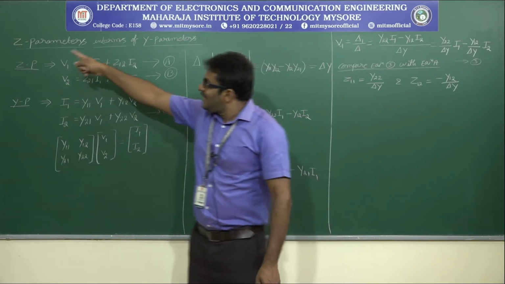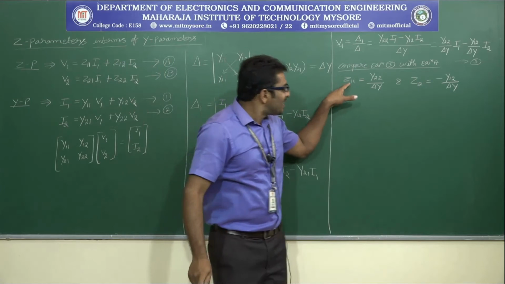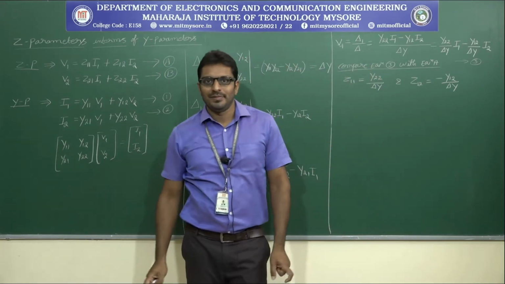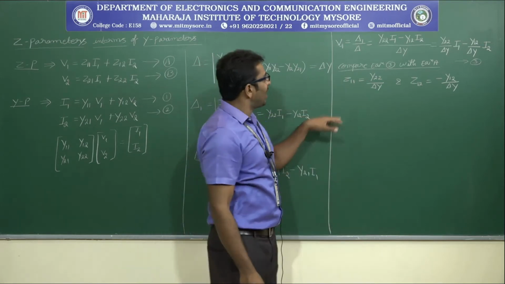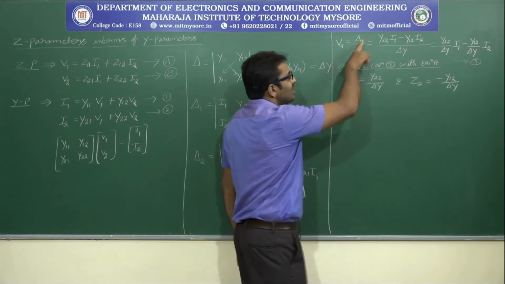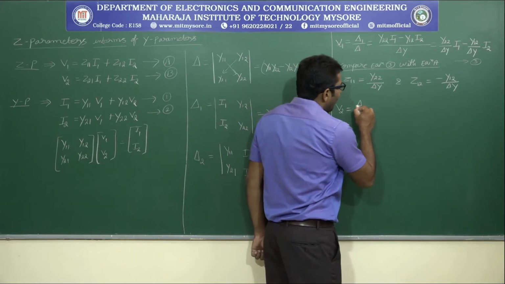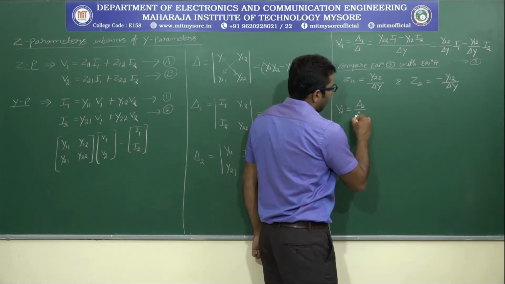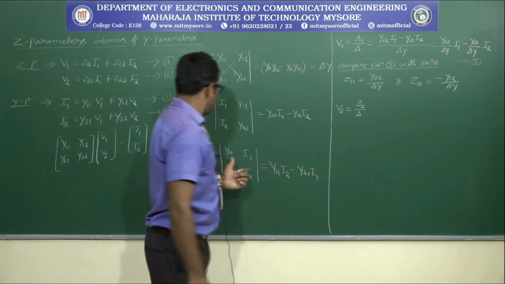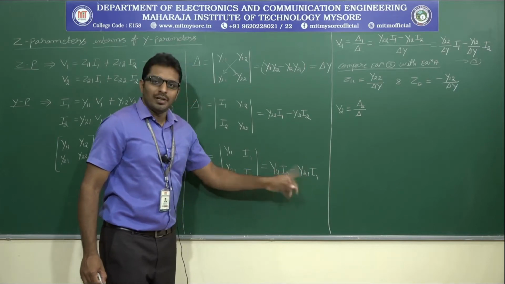Now see the topic: Z parameters in terms of Y parameters. Is it clear? So similarly, what is V2? V1 is equal to delta 1 by delta. What is V2? Delta 2 by delta. V2 is equal to delta 2 by delta. What is delta 2? See, delta 2 is equal to Y11 I2 minus Y21 I1.